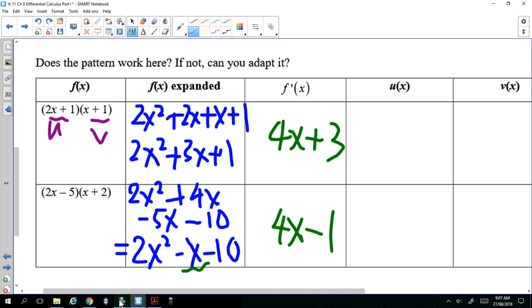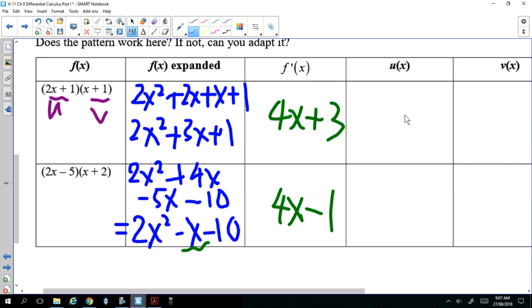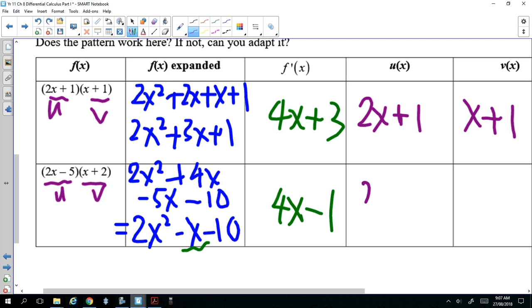All right, continue. So that means u is 2x plus 1, and v is x plus 1, right? And same thing for the other one: that's your u, that's your v, 2x minus 5 and x plus 2. Now, I still want to find the derivative of each, to see if there's any connection.